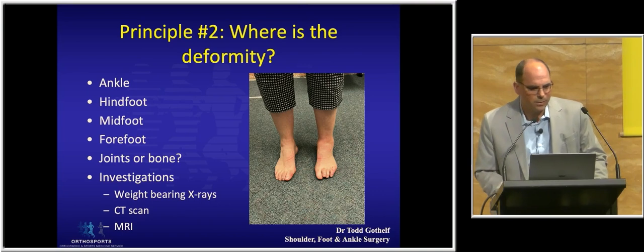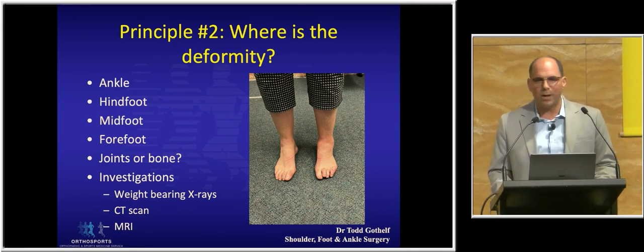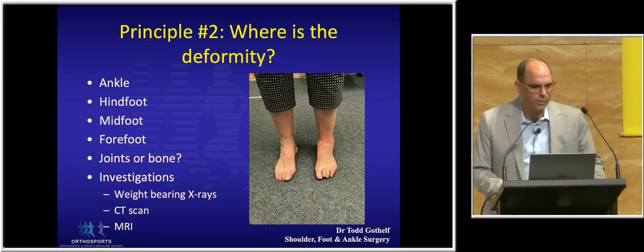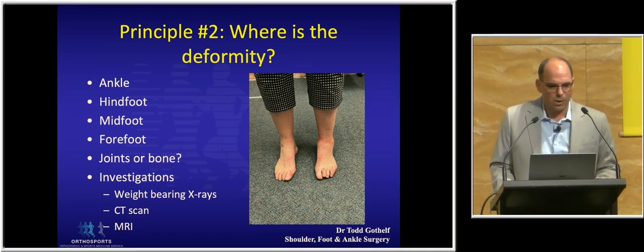So you have to evaluate these things and determine where these deformities lie. In her case, there could be deformities in the ankle, the hindfoot, the midfoot, the forefoot. Where is the deformity? Is it in the joints? Is it in the bone? We usually use our investigations to look at these things.